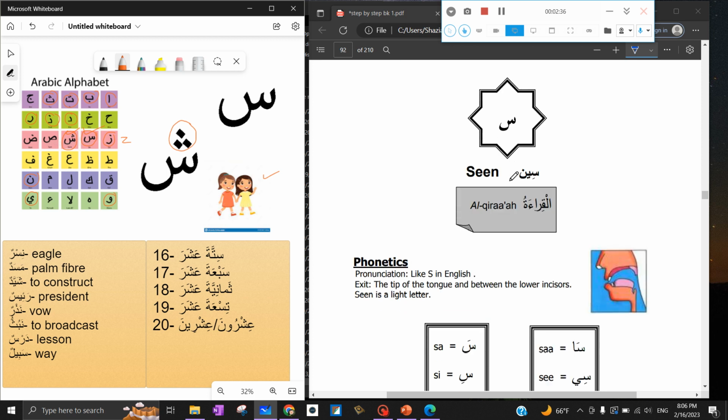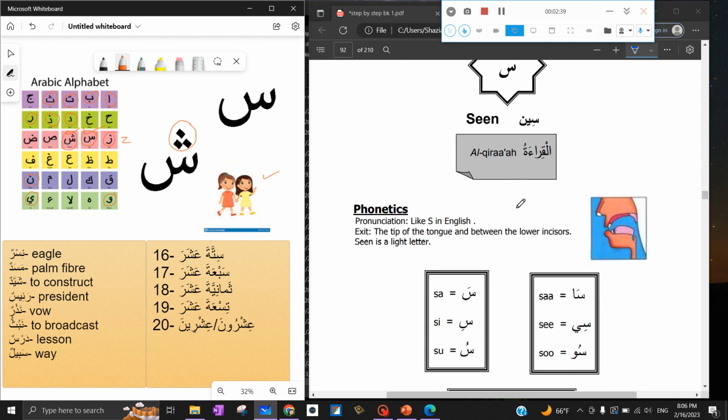So let's go through the letter seen, which is a light letter. How do you pronounce it, or what is the articulation, the makhraj? It is similar to S in English. The tip of the tongue is between the lower incisors. The same as we did for Zai, the makhraj of Zai is also the same. For the seen, the tip of the tongue should be touching behind your lower incisors, behind the gums.